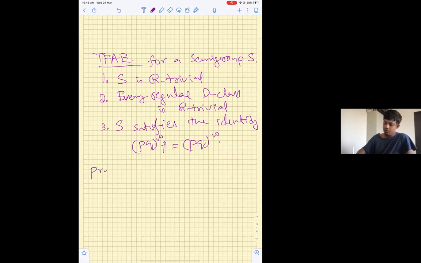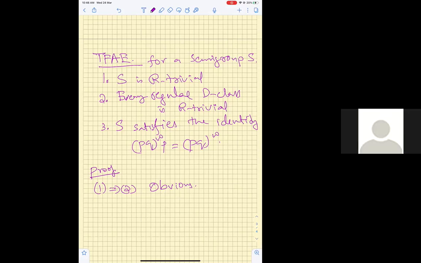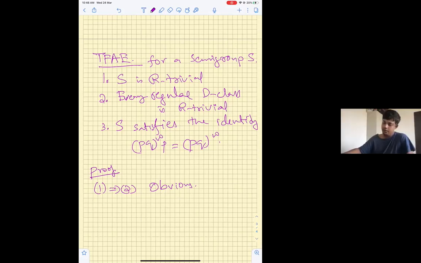Okay, so what is this proof? So if S is R trivial, then 1 to 2 is obvious, because if S is R trivial, then every regular D class. What is a regular D class? A D class which contains an idempotent. Yes, we can hear you. So if S is R trivial, then every D class of S is R trivial, and in particular, every regular D class is R trivial. So 1 to 2 is obvious.